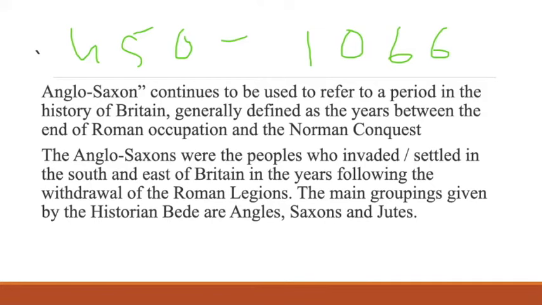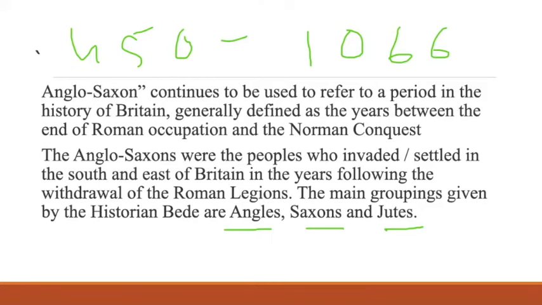Now, this Anglo-Saxon period actually continues till the end of Roman occupation and the Norman conquest. Now, the question may come to our mind: who were these Anglo-Saxons? These Anglo-Saxons were the people who invaded and settled in the south and east of Britain in the years following the withdrawal of Roman legions. And who were the main groups or tribes? Angles, Saxons, and Jutes. So you will remember these names.